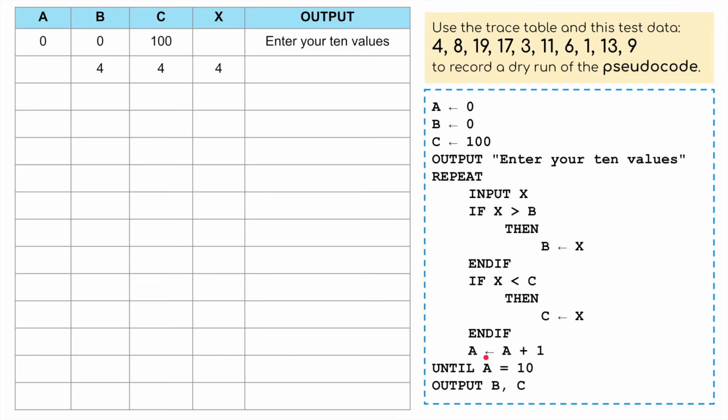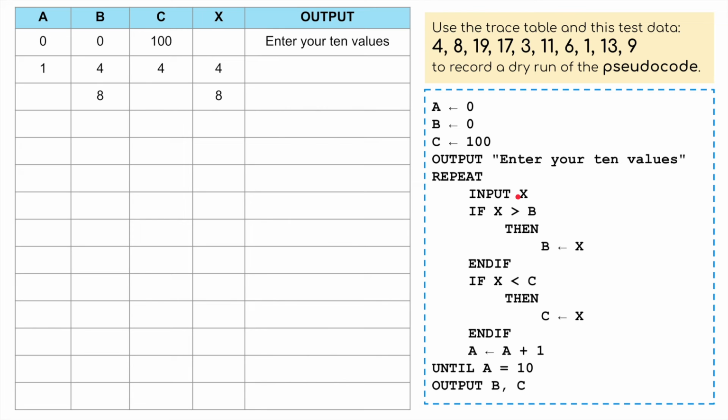And A equals A plus 1, there we go, until A equals 10. So we're going to do this 10 times. 1, 2, 3, 4, 5, 6, 7, 8, 9, 10. Okay? So we carry on working through.